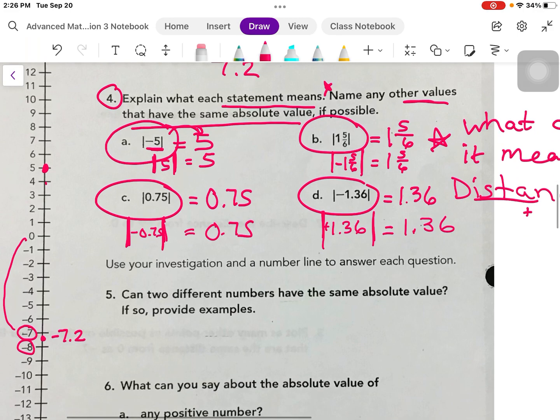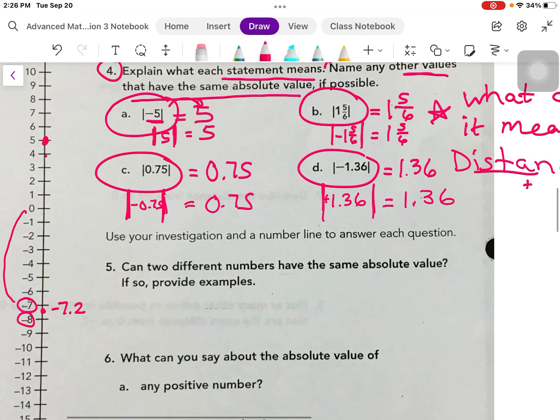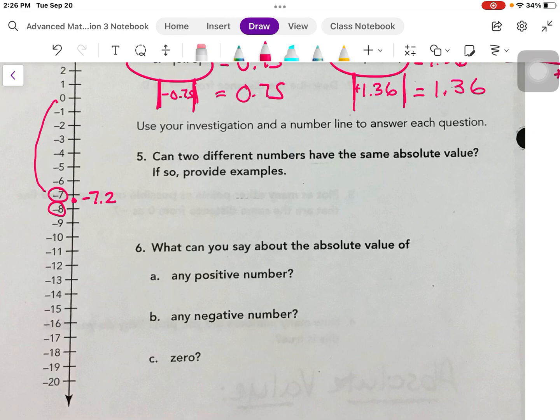It says use your investigation and a number line to answer each question. Can two different numbers have the same absolute value? Can two different numbers have the exact same absolute value? Go ahead and pause that, and then you're answering 5 and you're going to answer 6. What can you say about the absolute value of any positive number, of any negative number, and of 0? Go ahead and pause it now and do those, then hit play when you're ready.